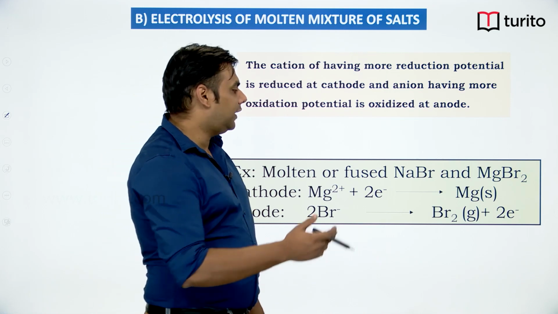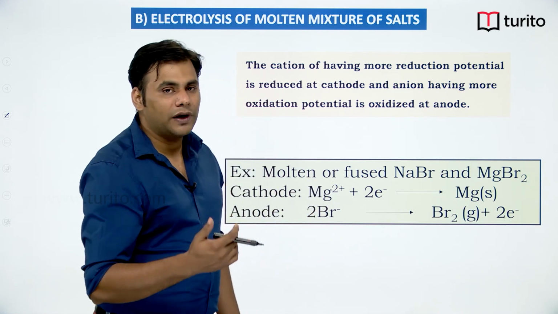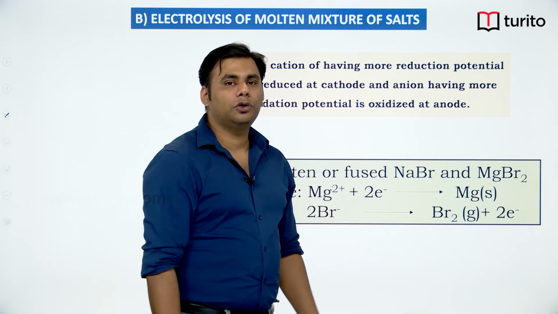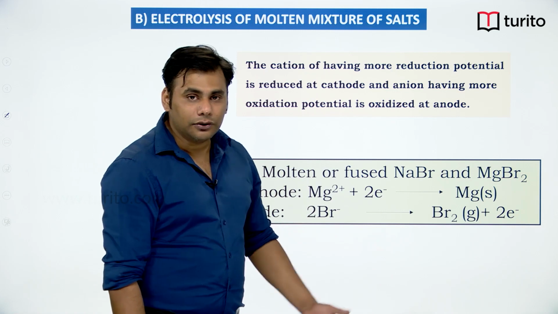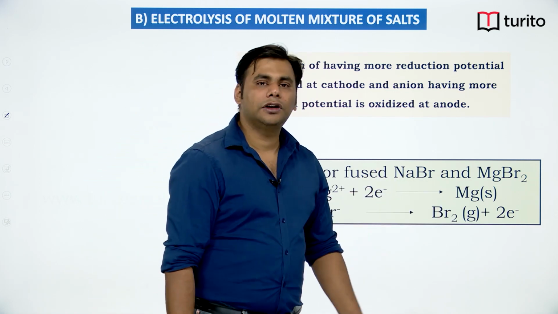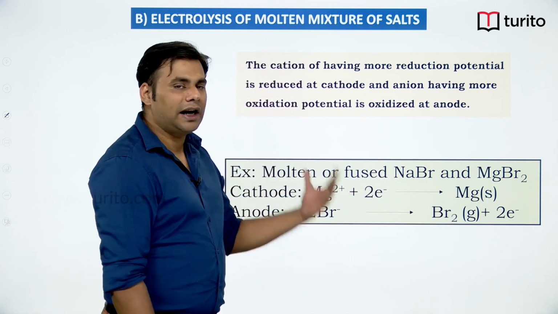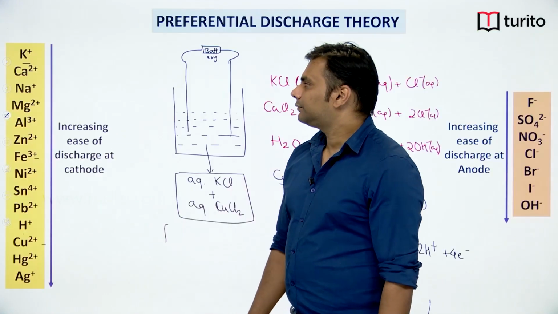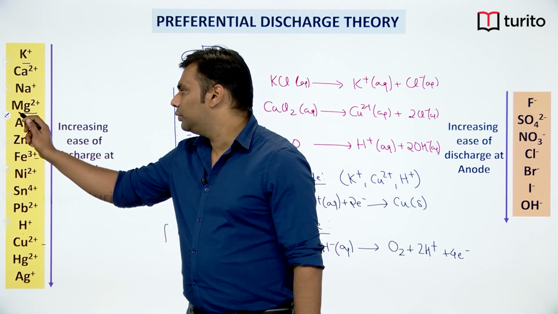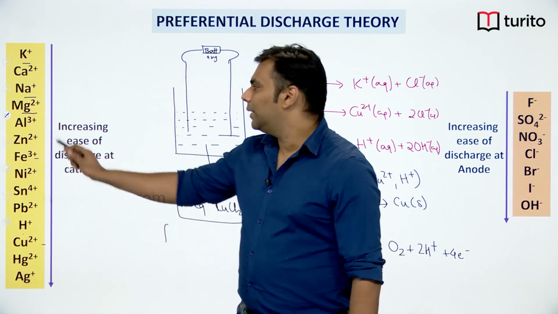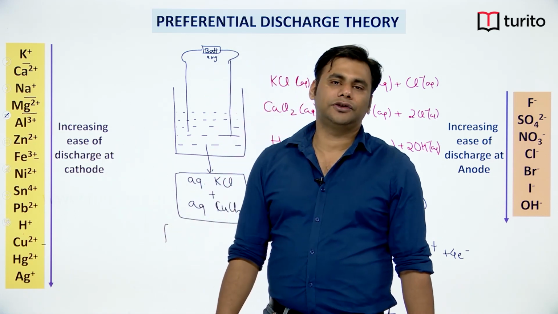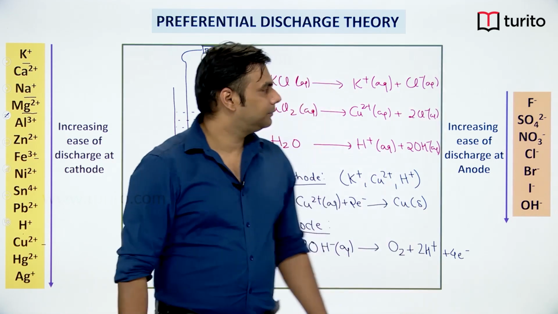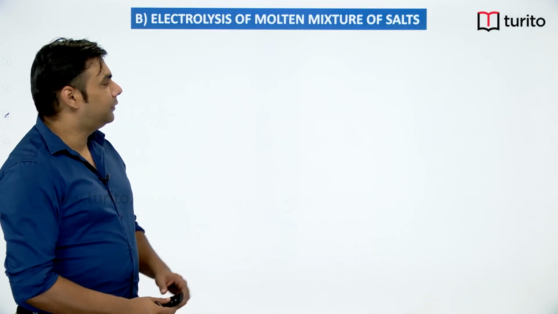Now we know that the reduction potential of Mg2+ is less negative than that of Na+. So the tendency of Mg2+ to get discharged or reduced is more. So Mg2+ would reduce into solid magnesium and get deposited at the cathode. Remember this series, I have already shown you this series. You can see that out of Mg2+ and Na+, Mg2+ has more tendency to get discharged. The tendency of discharge increases as we go down the group. I hope this is clear to you.